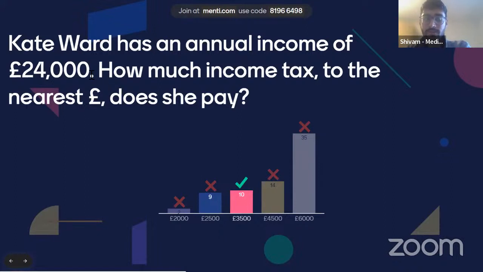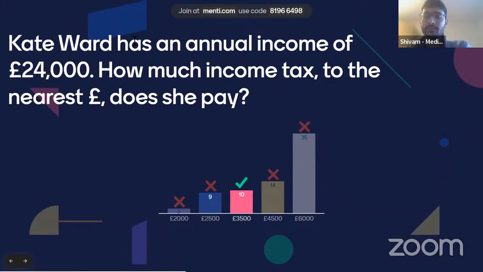So if someone earns £24,000, they are not taxed 25% on all of the £24,000. They're taxed in brackets, and that's called tax bracketing. So in the first £10,000, there'll be a certain amount that they pay. In the next £10,000, there'll be a certain percentage that they pay. And the next £10,000 or £20,000, there'll be a different percentage that they have to pay.